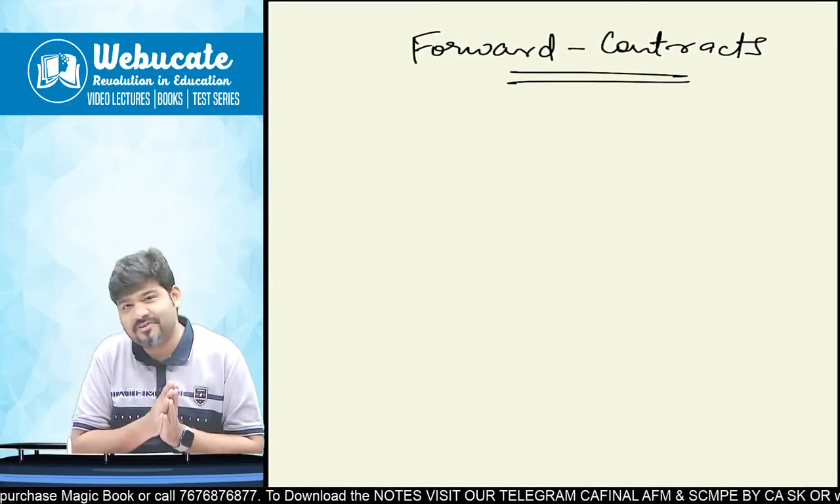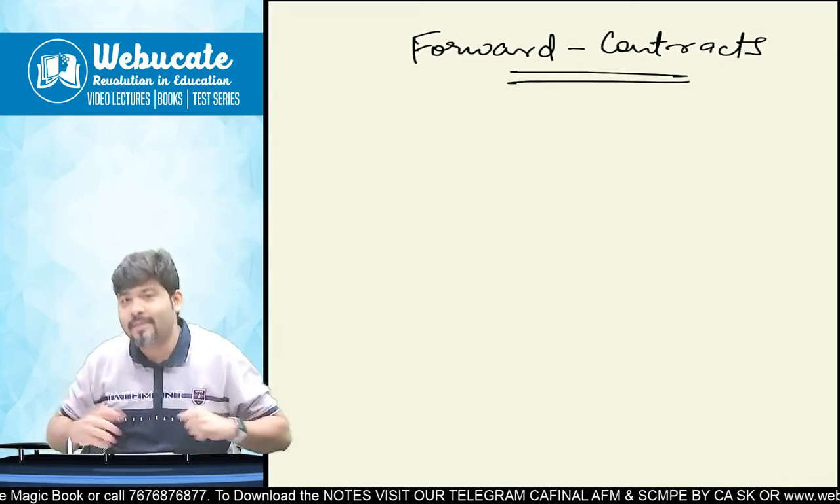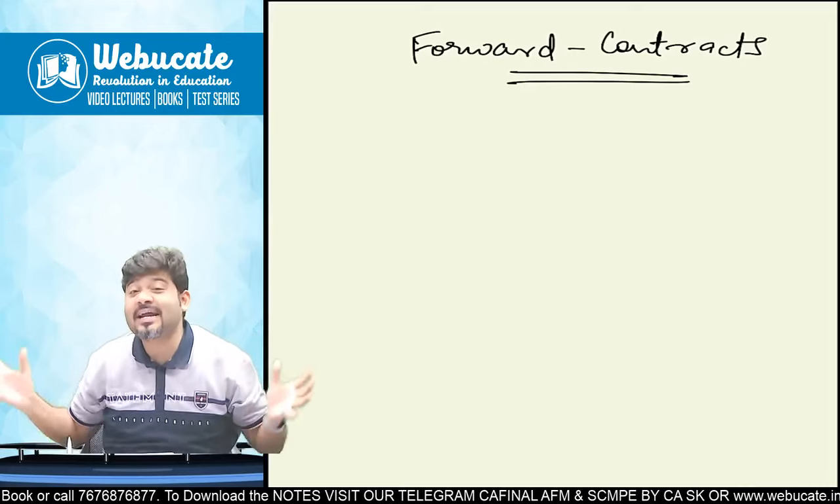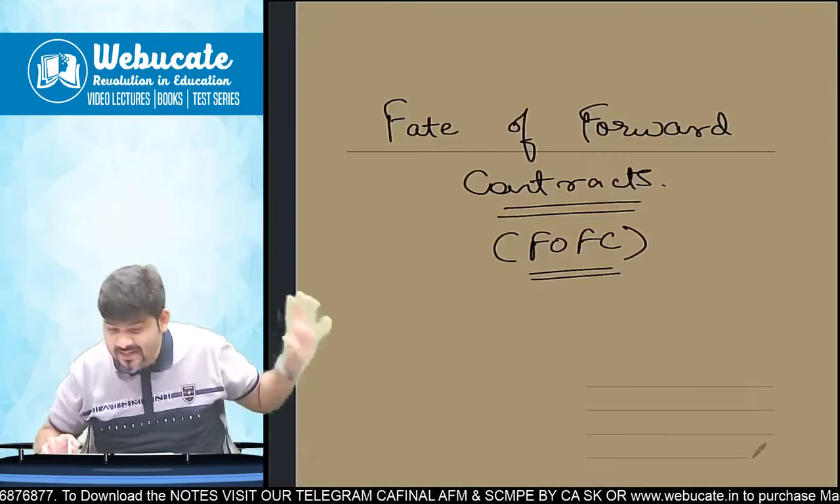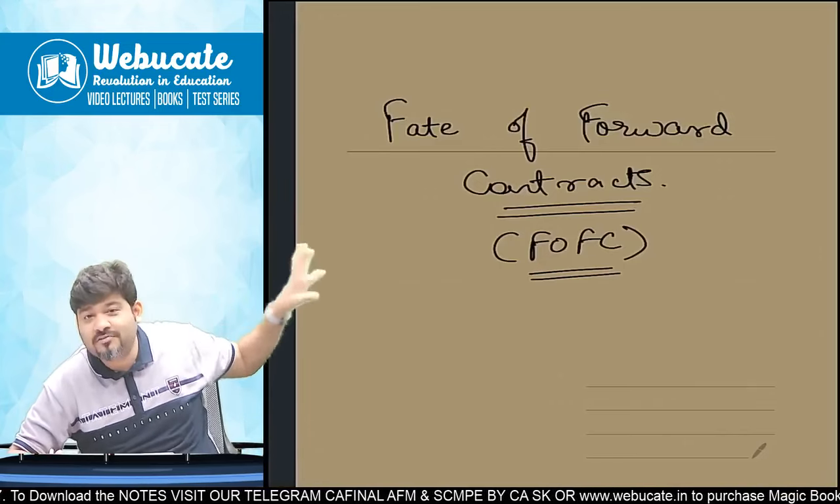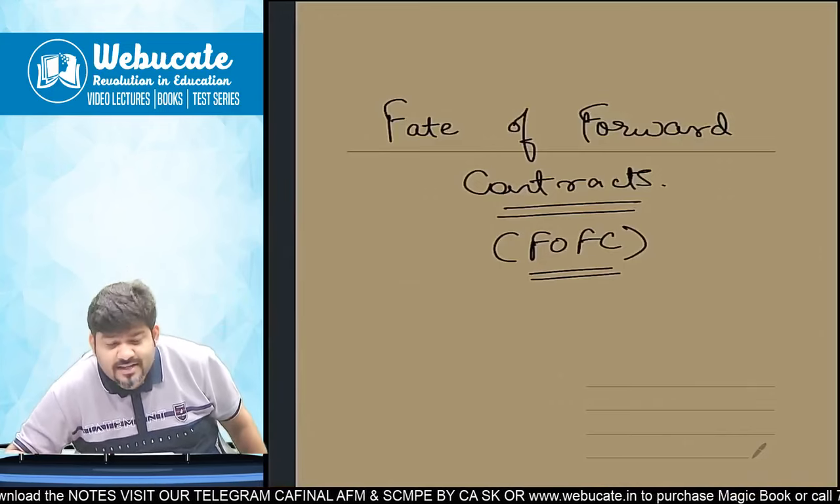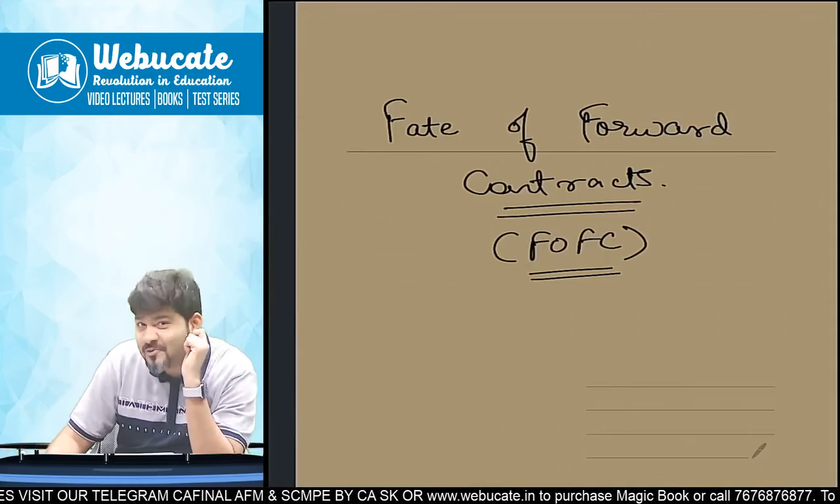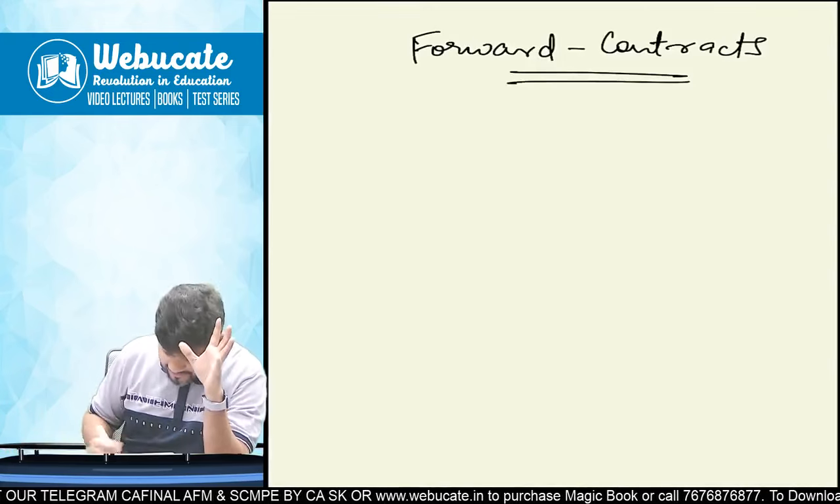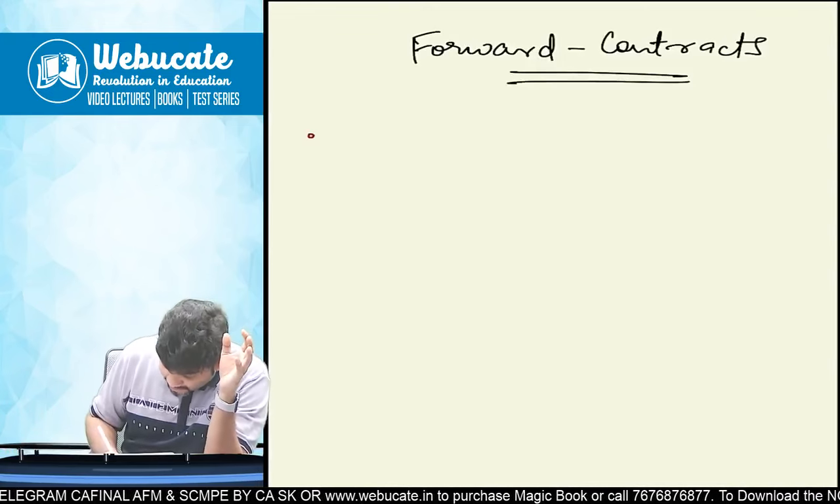And therefore, there can then come into picture a variety of things. And that is what we are going to study in this concept, fate of forward contract. So what is the variety that you are speaking of? What are the things that can happen is what we are going to study. So first, before we move on, just write up, what are forward contracts?